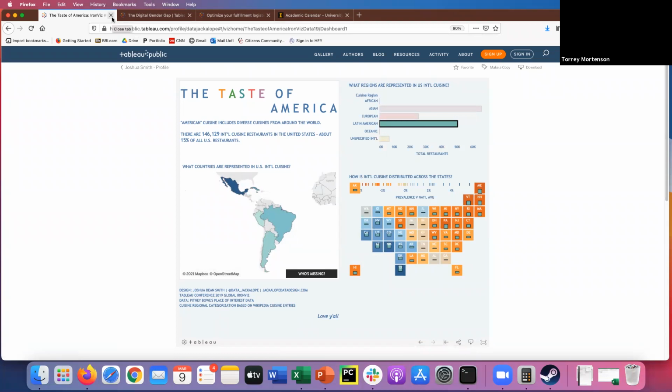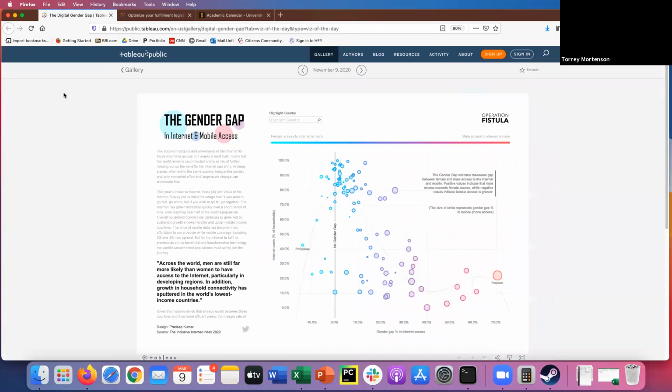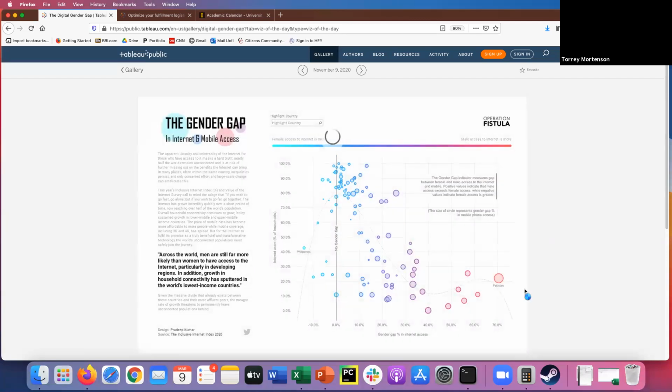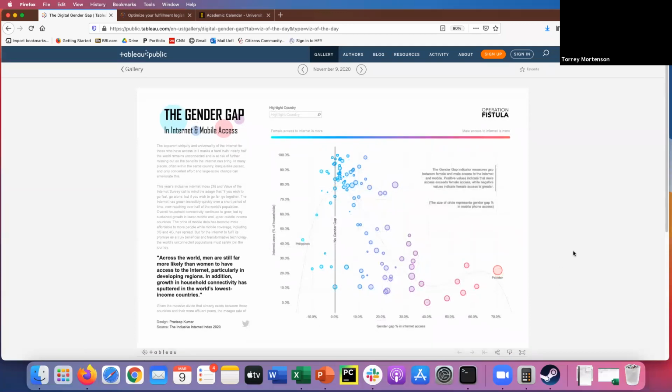I pulled up a couple of other ones just to look at. Digital gender gap. Interesting. Okay, so let's see. Across the world, men are still far more likely than women to have access to the internet. Oh, that's what this is. So access to people, internet users, gender gap. Interesting. So this is an interesting visualization to pull up and play with.